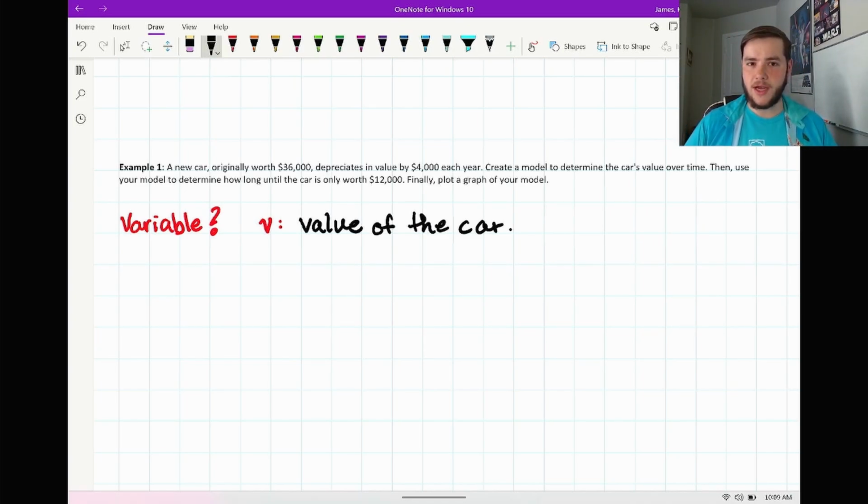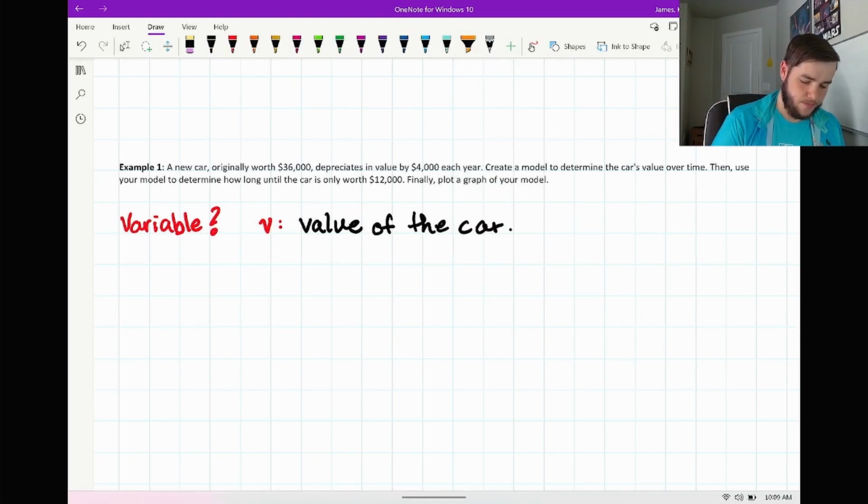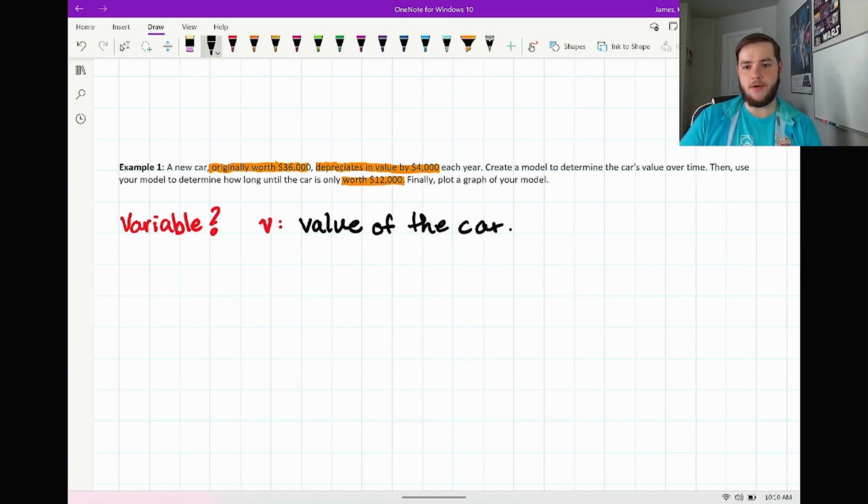Okay, now that I have my variable, let's see, where does it show up? And I'll highlight it in orange here. Here's where it shows up, originally worth $36,000. I also see that it depreciates in value by $4,000 each year. Finally, the question is asking me how long until it's worth $12,000. So I notice that there's this relationship between the value of the car and time.